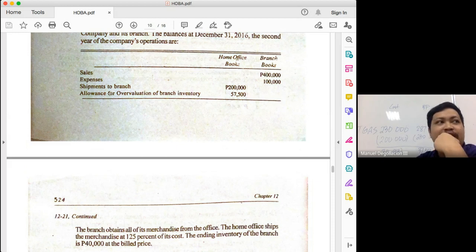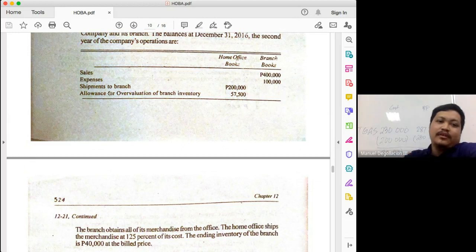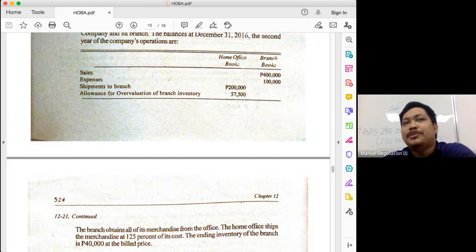Okay, so alternative solution. The markup on goods available for sale is 57,500. I want you to solve for the markup on the shipments so that you will be able to figure out the markup on the beginning inventory. How much is the markup on the shipments? Shipments to branch is how much? 200,000.